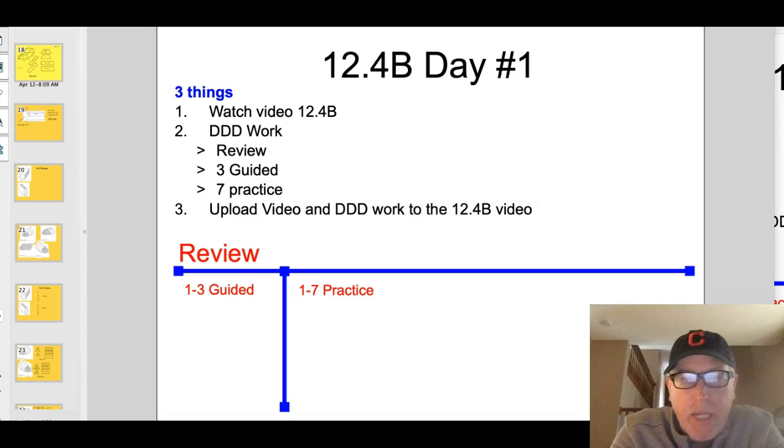I'm not going to lie to you, this is a brutal target. The first thing you need to do today is to make sure that you watch 12.4b, the video, with an engagement and intensity that you normally may not bring to video watching. Tough target. You'll see what I'm talking about.